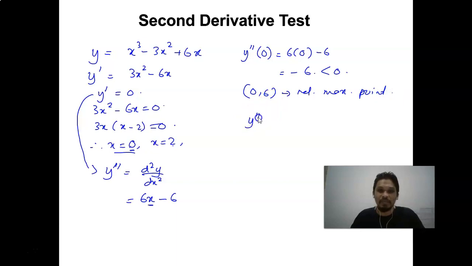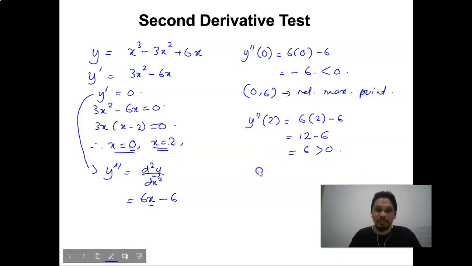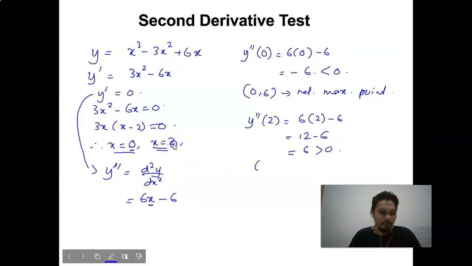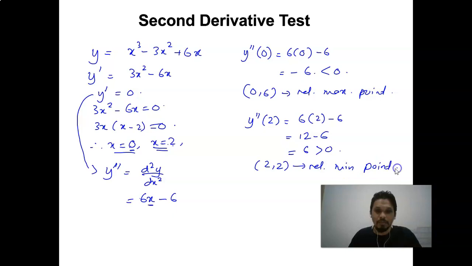Okay, and then y double prime at x equals 2. This value of x, 0 and 2 from y prime equals 0, we substitute into the second derivative. 2 here, so 6 times 2 minus 6, 12 minus 6 equals 6, which is greater than 0. So we come to the conclusion that the point with coordinates (2, 2) is a relative minimum point.